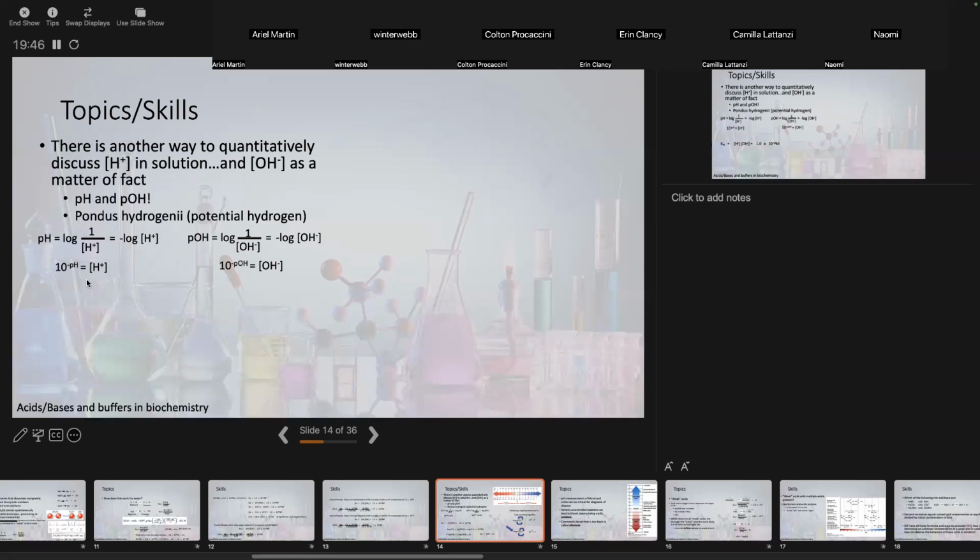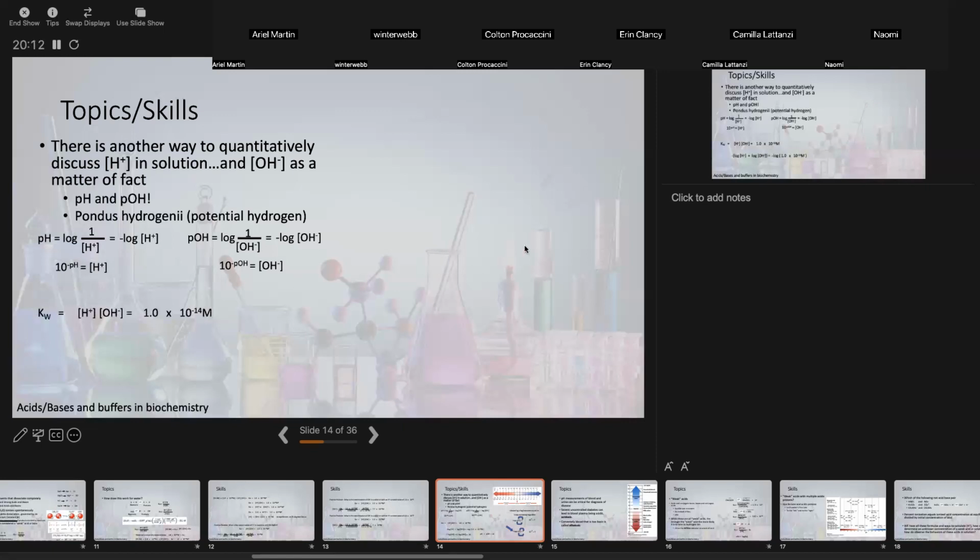Another way you might see pH used when referring to the concentration of H plus is that H plus will equal 10 to the negative pH, right? And again, remember that 10 comes from the fact that this is a log base 10. So you may see it either way. Any questions about that so far? I hope not.